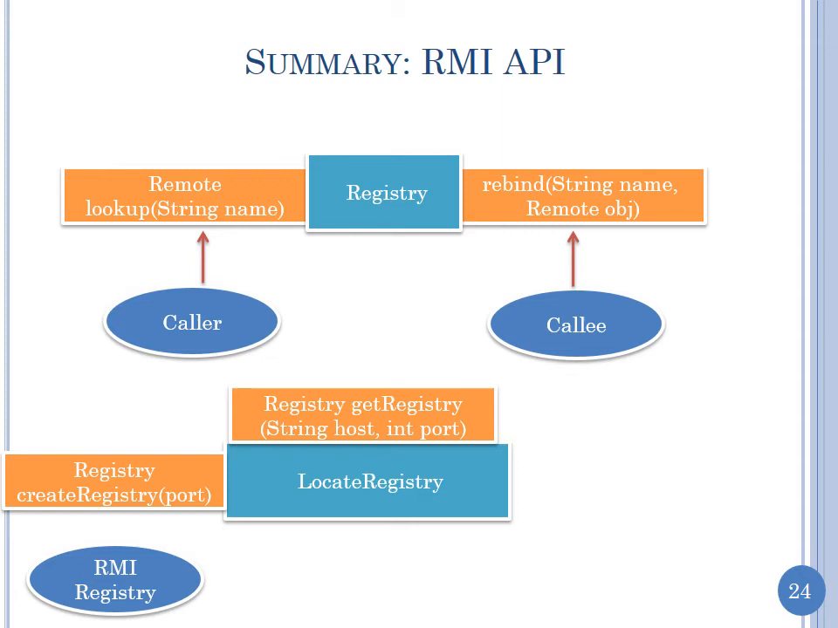So the RMI registry process will create itself, and then somebody can locate it. So the caller and callee will go and get the registry, and they need to get the registry to be able to look up and rebind.